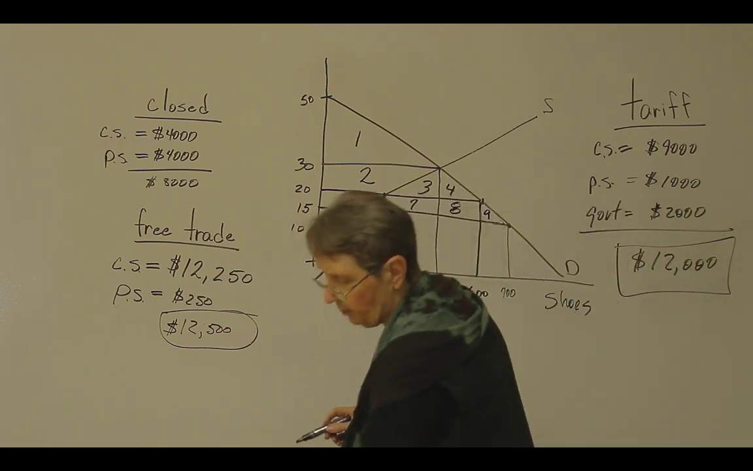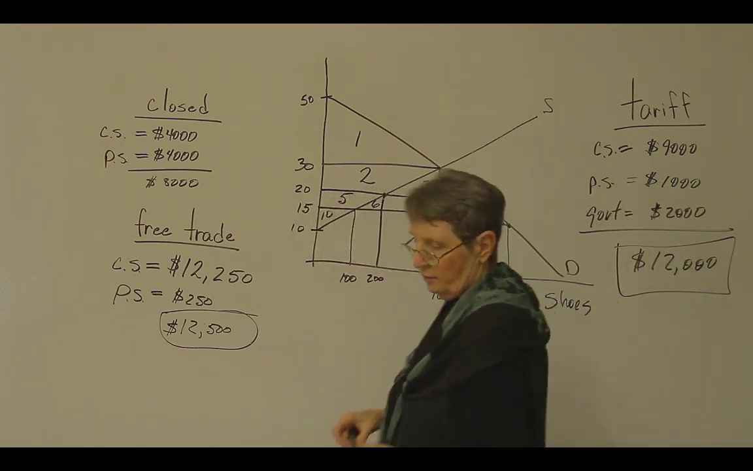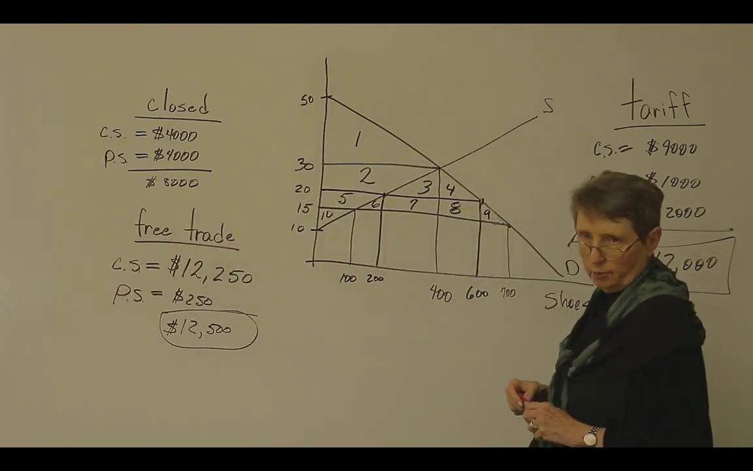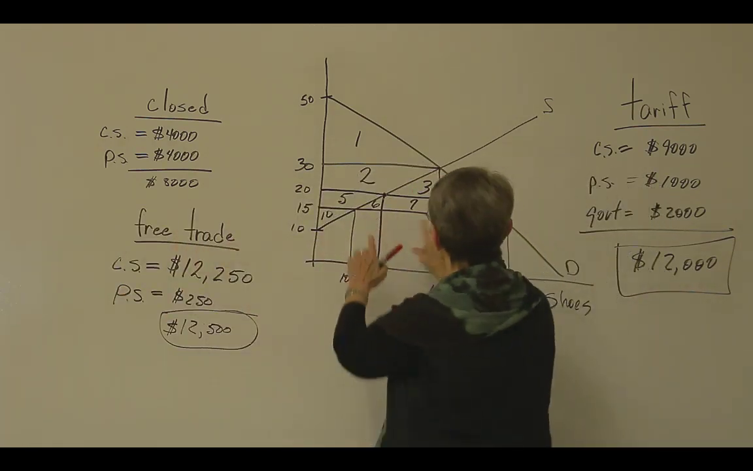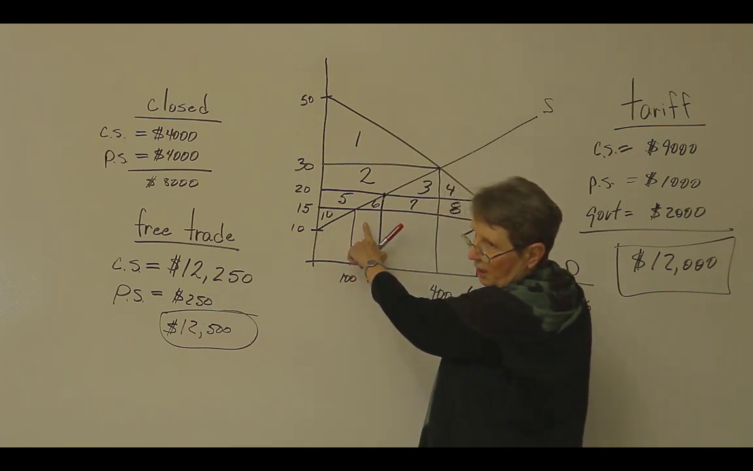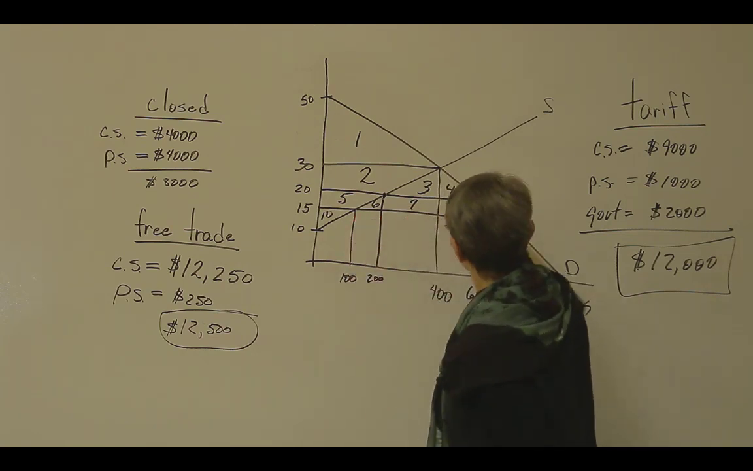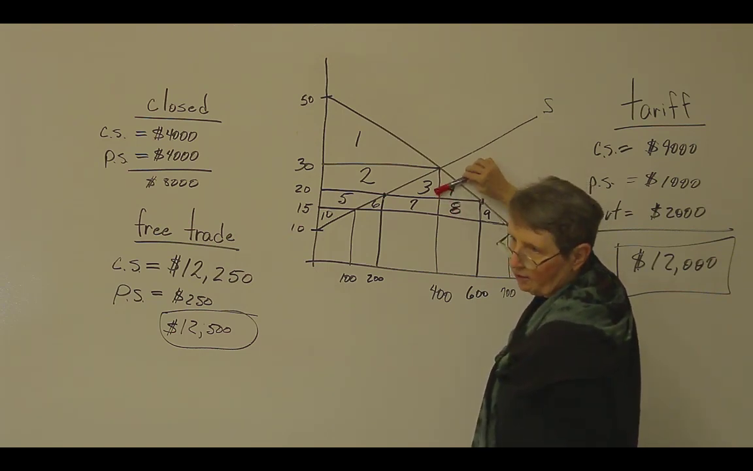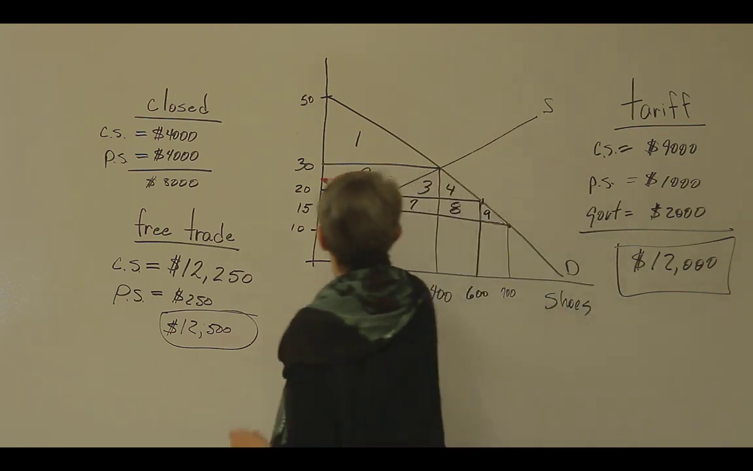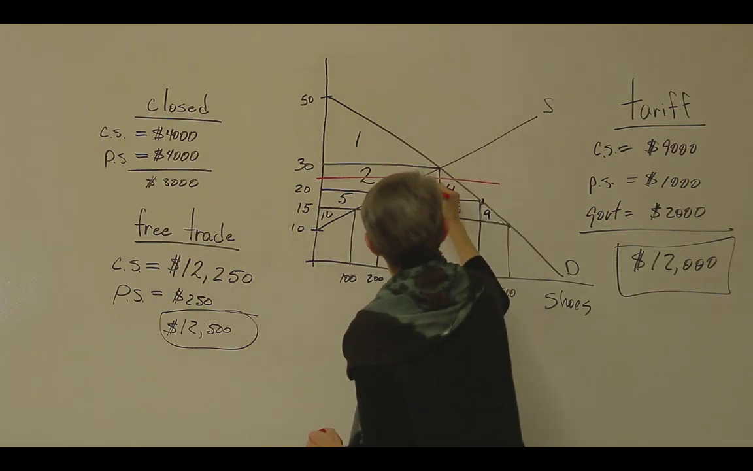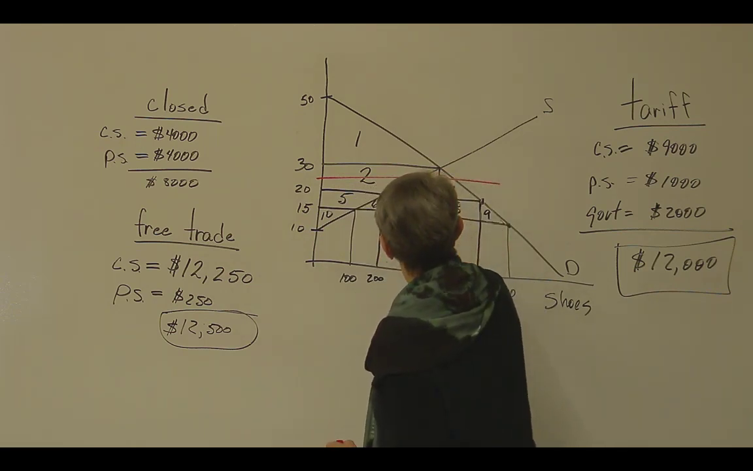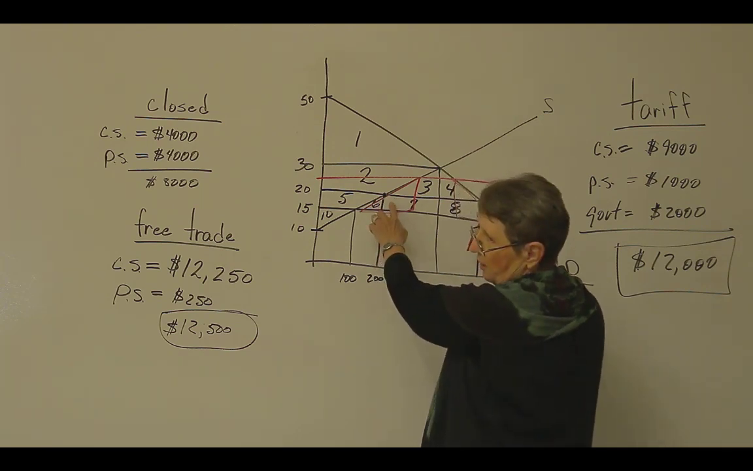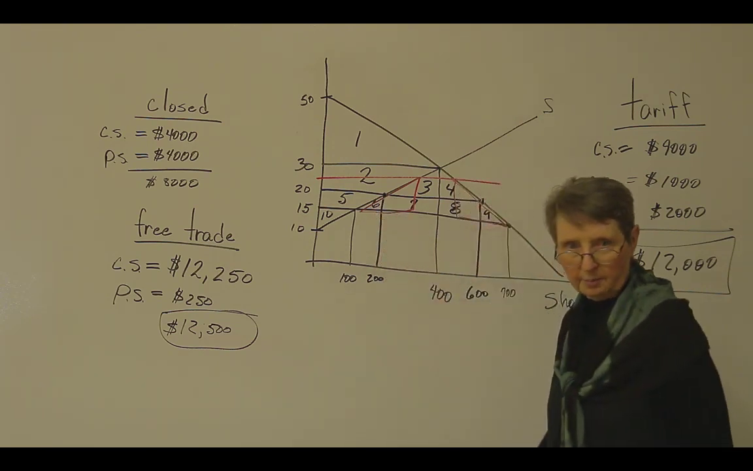And what you should be able to see by looking at this is the higher the tariff that you impose, the bigger these little triangles 6 and 9 become. If instead of imposing just a $5 tariff, we imposed a $10 tariff, then my new line would be through here, and my triangles 6 and 9, there's 6, and here's 9. You see how much bigger they become, and the loss gets bigger and bigger.